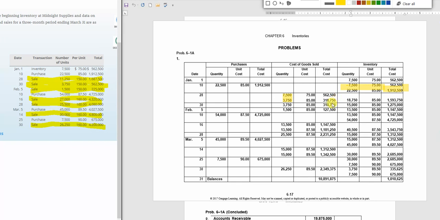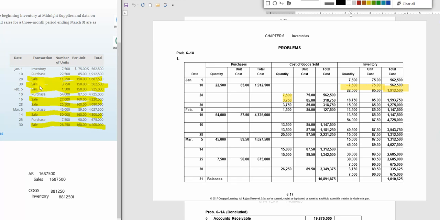I total these costs up. Okay, so I total these two up. It's 562,500 and 318,750, and that totals up to 881,250. So now I have a journal entry, which you're going to do on the test. So I have accounts receivable and sales, so I go up here and I sold it for 11,250 at $150 each. So my accounts receivable and sales is this number, 168,750, and my cost of goods sold and inventory are these two numbers, which add up to 881,250.